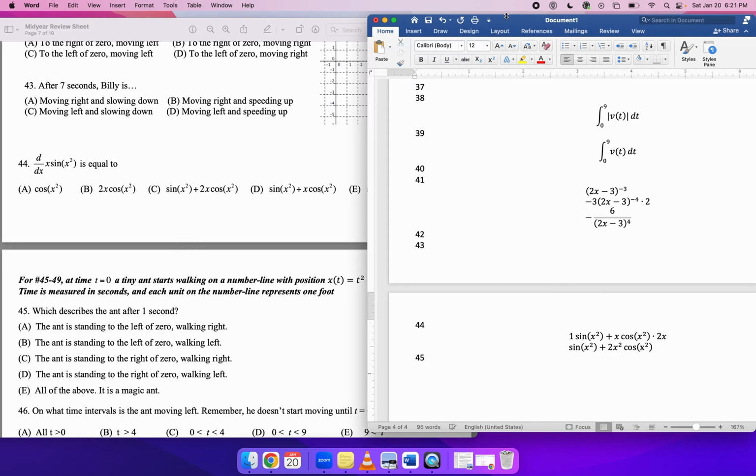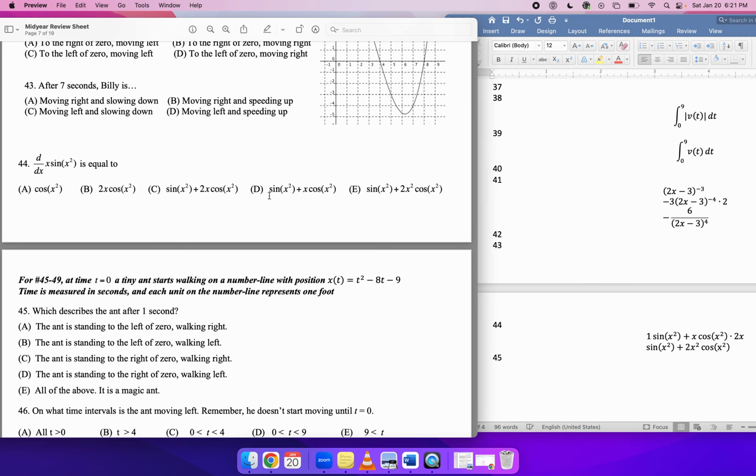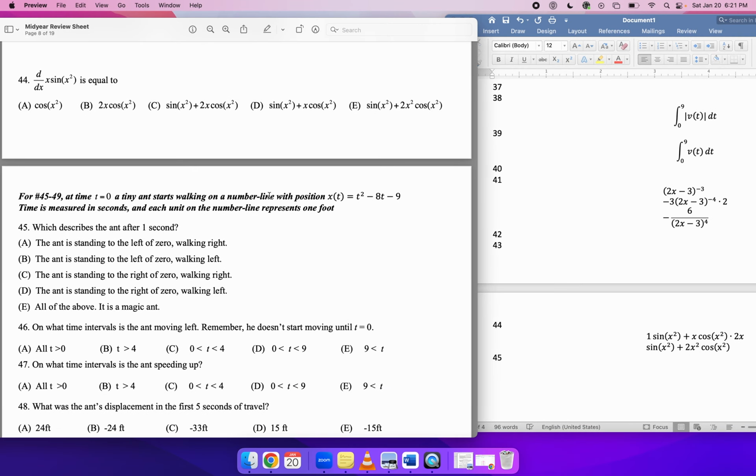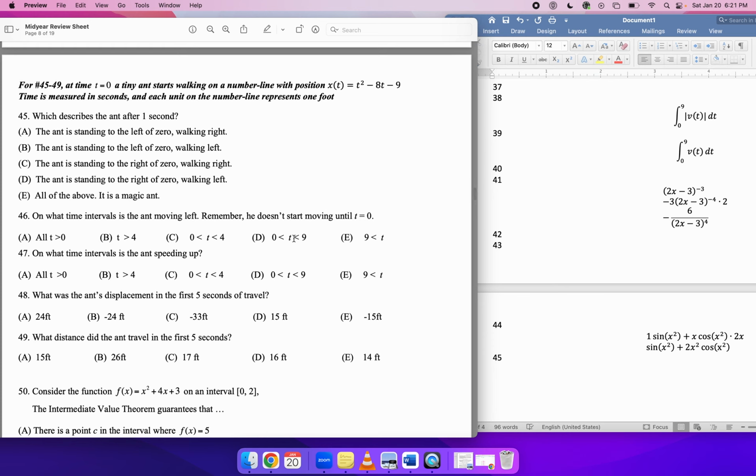45. At time t equals 0, a tiny ant starts walking on a number line with position function blah blah blah. Time is measured in seconds, and each unit on the number line represents 1 foot. Which describes the ant after 1 second? The ant is standing to the left, walking right.